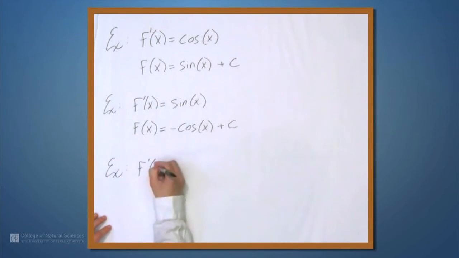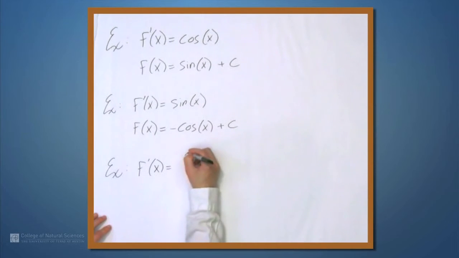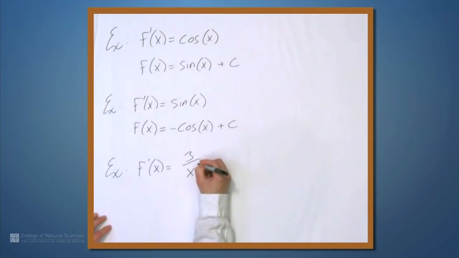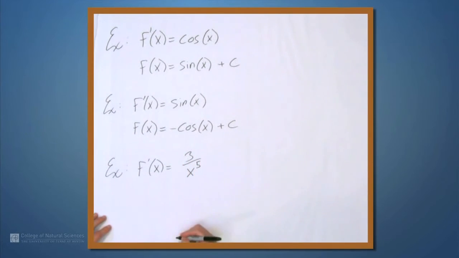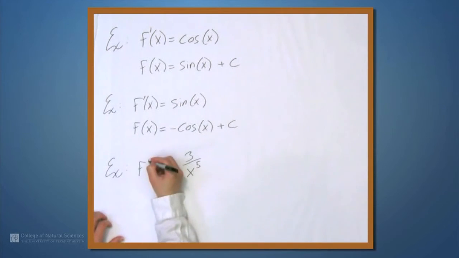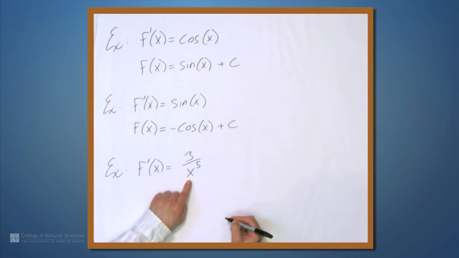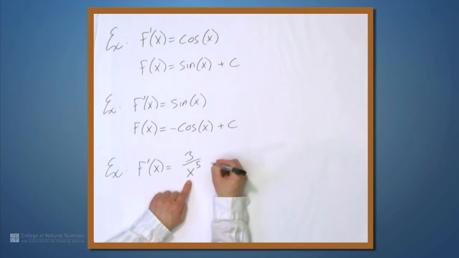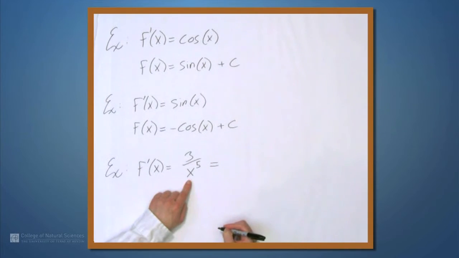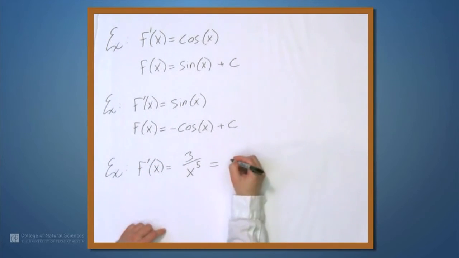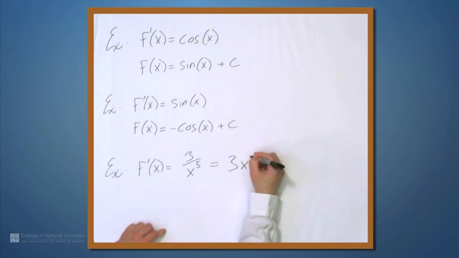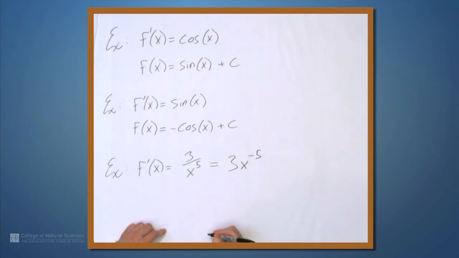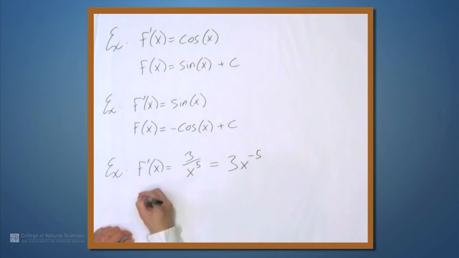Let's suppose that f prime of x is 3 over x to the 5th. Well, if we want to talk about this kind of function in a calculus context, let's do the thing that we almost always want to do, which is write this x to the 5th in the numerator. So we get 3 times x to the negative 5th. Now, what is the antiderivative? What is f of x?